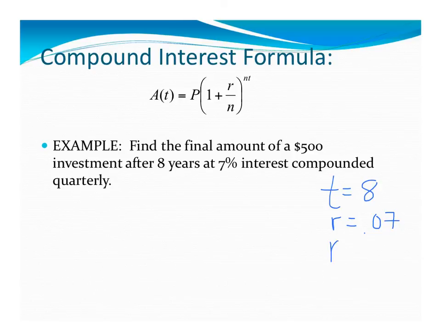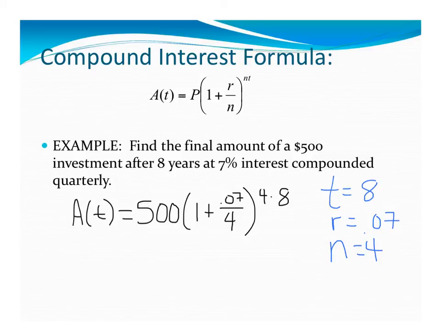And compounded quarterly. What's N going to be in this case? Quarterly. That sounds like 4 times a year. Quarterly. 4. Boom. All right, let's plug this into our formula. So with all the numbers plugged in, this is what the formula is going to look like. That's purty right there. So we have A of t equals 500 times 1 plus 0.07 over 4 raised to the 4 times 8, which is 32.